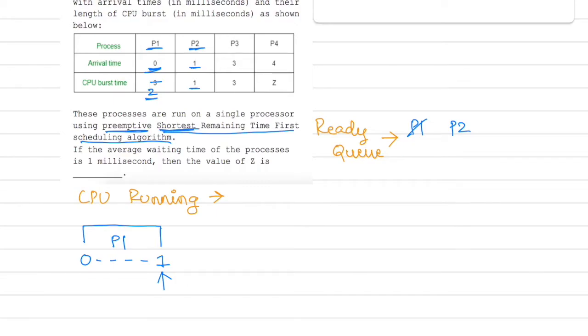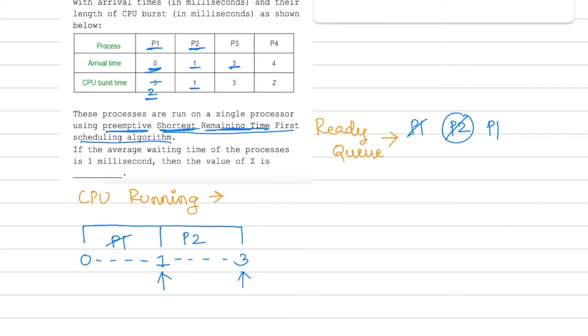So if you want to follow shortest remaining time first, P2 will get picked up. So I'll remove P2 from the ready queue and it will get picked up into my CPU running state. And P1 will be preempted. I'm going to strike it out and write it here in the ready queue. So P1 is going to get preempted, it goes into the ready queue. Now P2 will keep on running safely until 3 because the next process arrives at 3. So from 1 to 3, P2 will be running with the CPU.